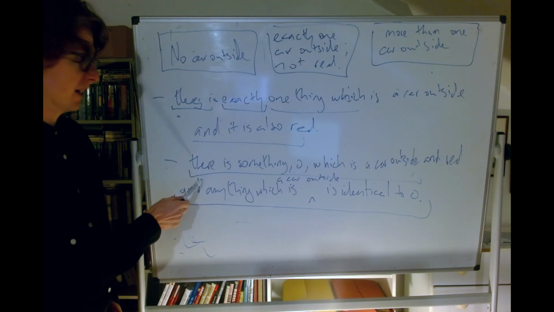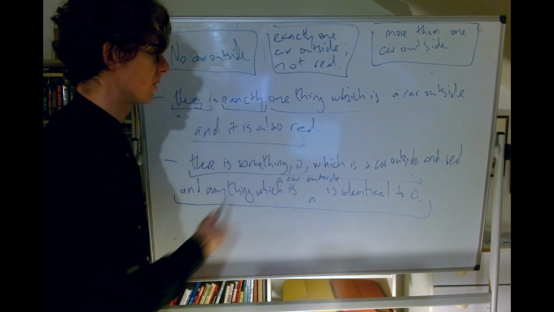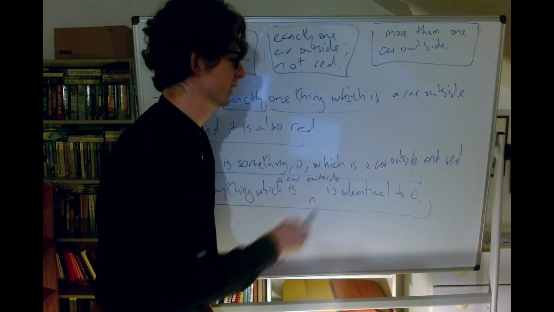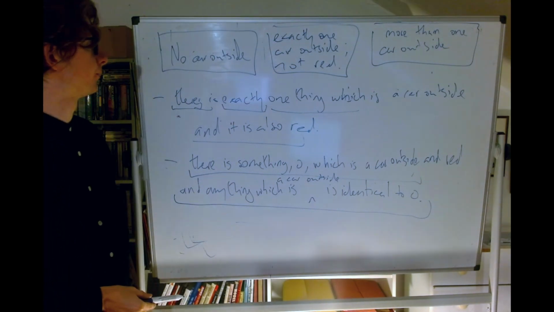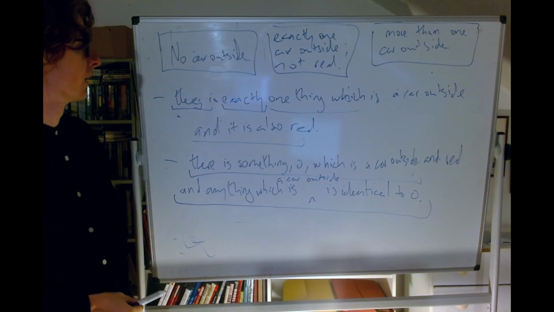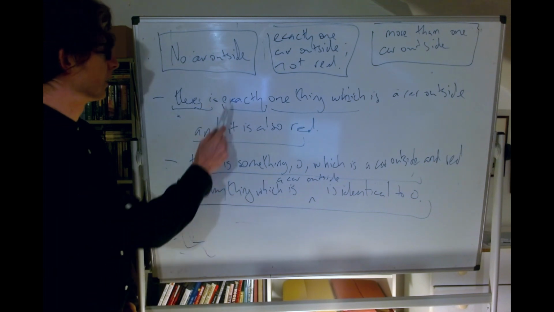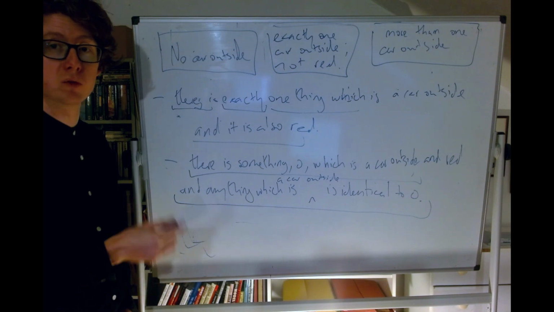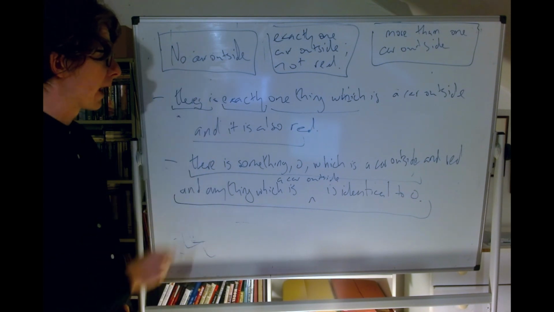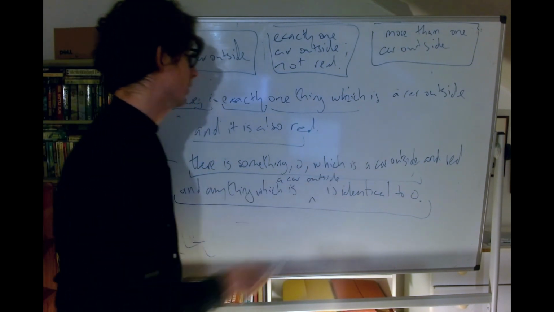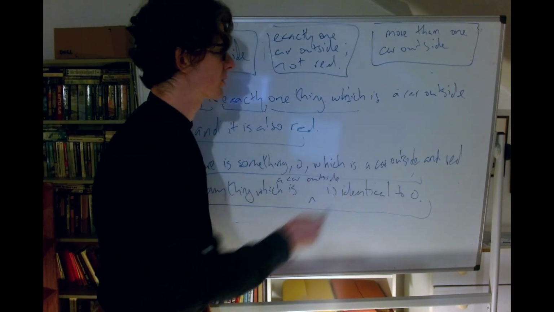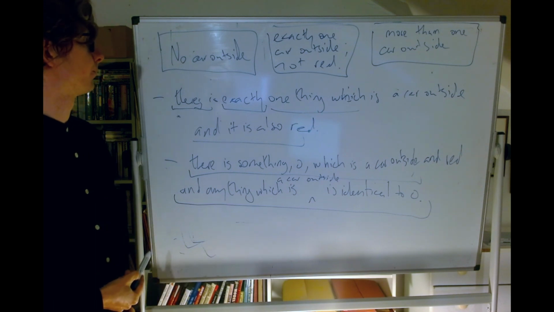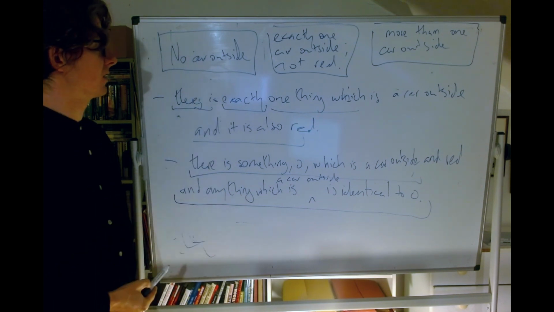So remember what it says. There is something, O, which is a car outside, it's red, and anything else which is a car outside is identical to O. I think why it's false in the first two situations is hopefully easy enough to see. If there's no car outside, then this first bit is false. There isn't anything O which is a car outside. So there's nothing which is a car outside and red. So in the first situation, this is false.